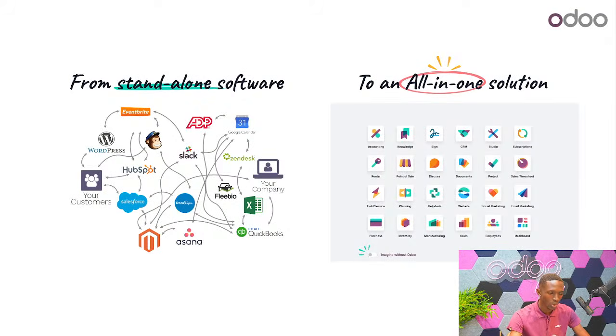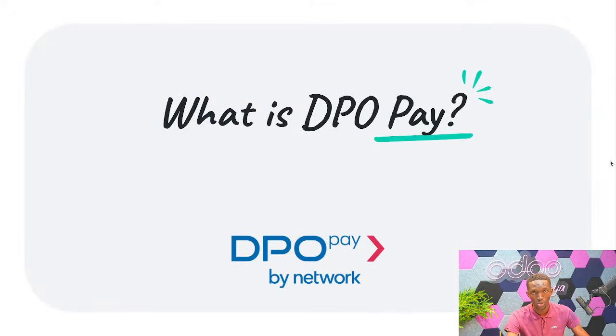And what this allows you to do is to centralize all your data, digitize all your operations, and all of these applications are actually talking to each other. Internally, you also achieve a lot of collaboration. That is what Odoo is.